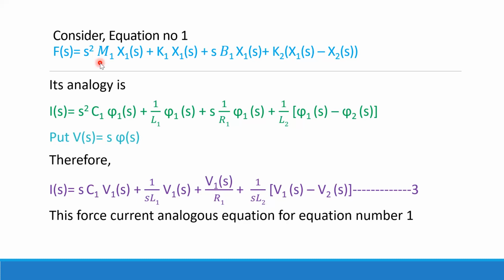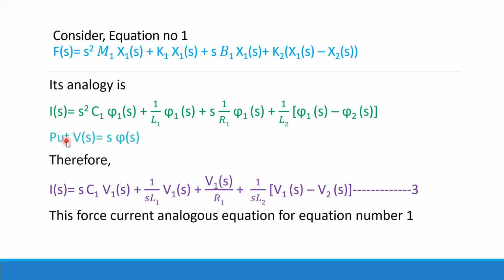Mass is analogous to capacitance, hence it is replaced with C. The displacement x is analogous to magnetic flux phi, so it is replaced with phi. K, the spring constant, is analogous to the reciprocal of inductance, hence 1 by L. Damper is analogous to 1 by R, hence it is replaced by 1 by R, and we'll do it similarly for the remaining terms. So you get this equation which is in green color.